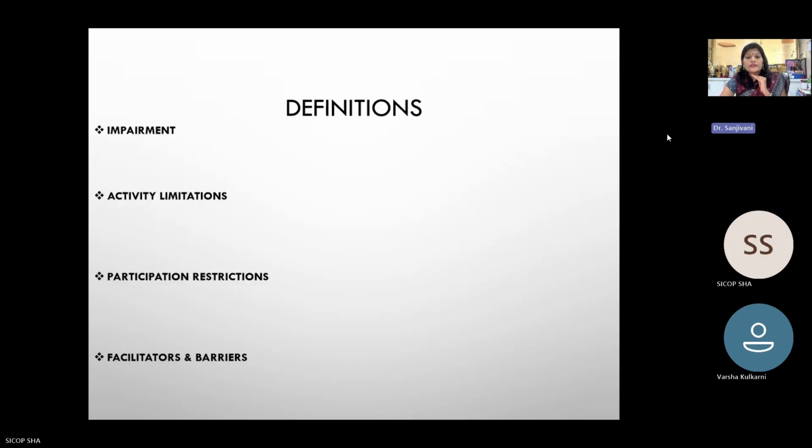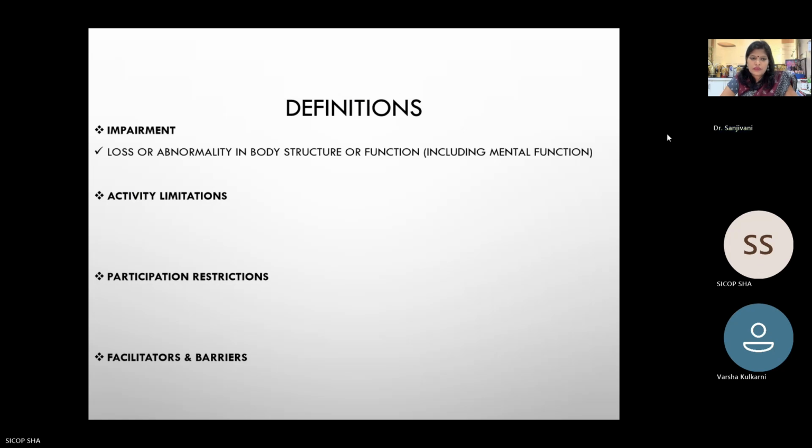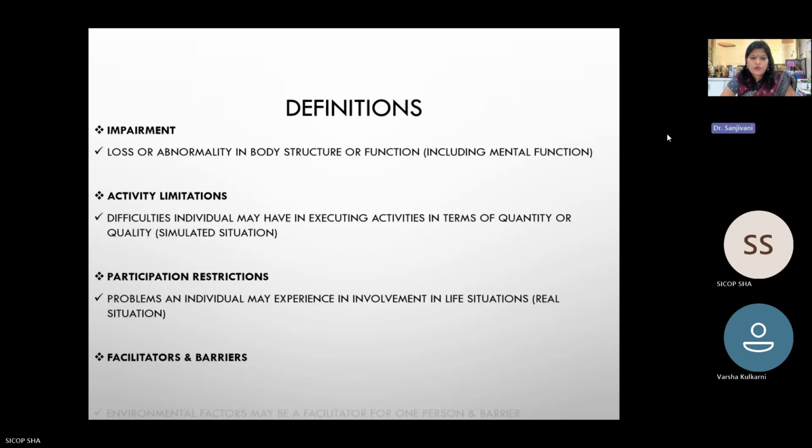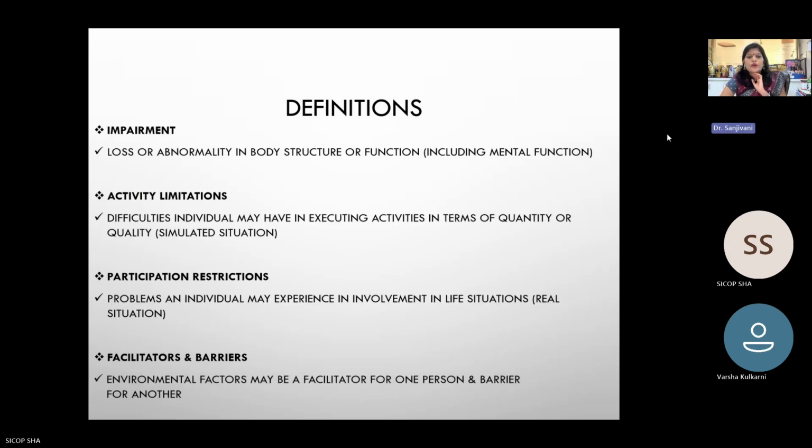So now what are the definitions? As we all know, definitions are most important. Go for next, all four. Yes, that's it. Okay, so first is the impairment. Impairment is loss or abnormality of body structure or function, including mental functions. So what is an impairment? When there is a loss of body structure, that we call an impairment.